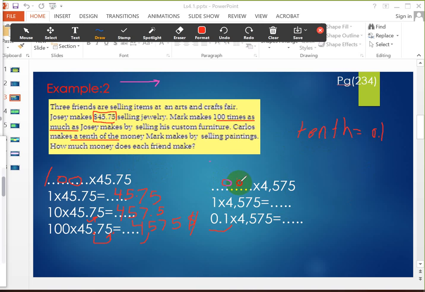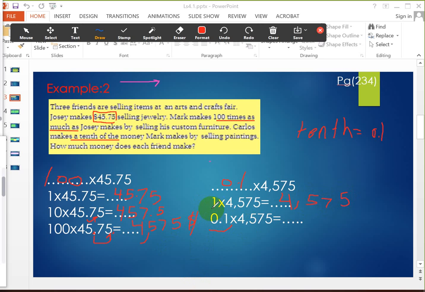So when we multiply it with 0.1 according to the pattern, you have to follow the pattern. So of course 0.1 of Mark's money, sorry, from Mark. This is the amount of money that Mark makes. So I have to multiply 0.1 by 4,575. So according to the pattern, 1 multiplied by any number equals the same number. Now to find the amount, I have to multiply the tenth by this number.